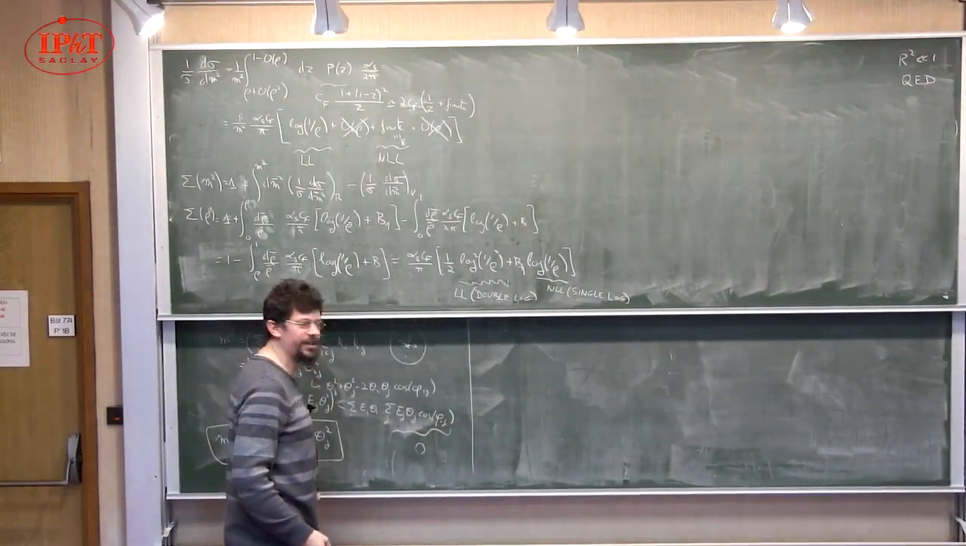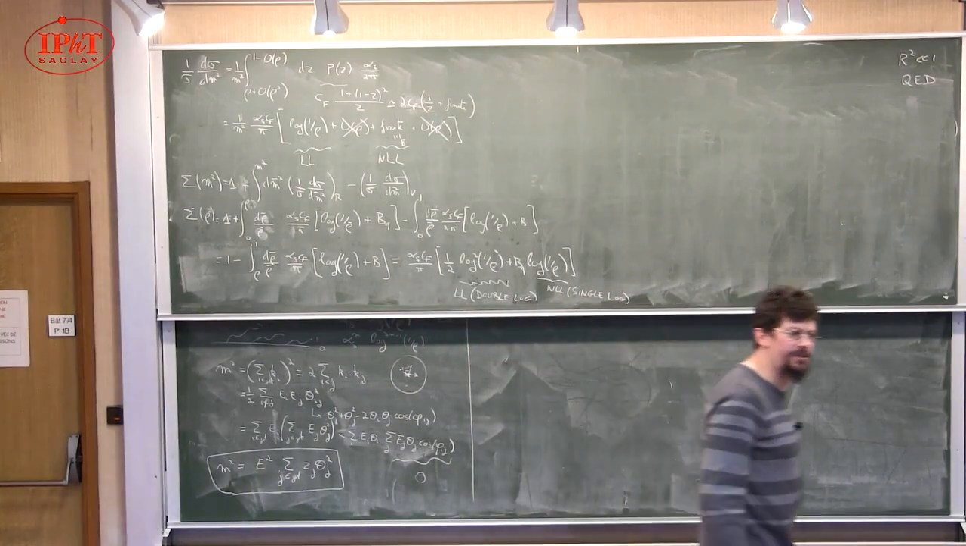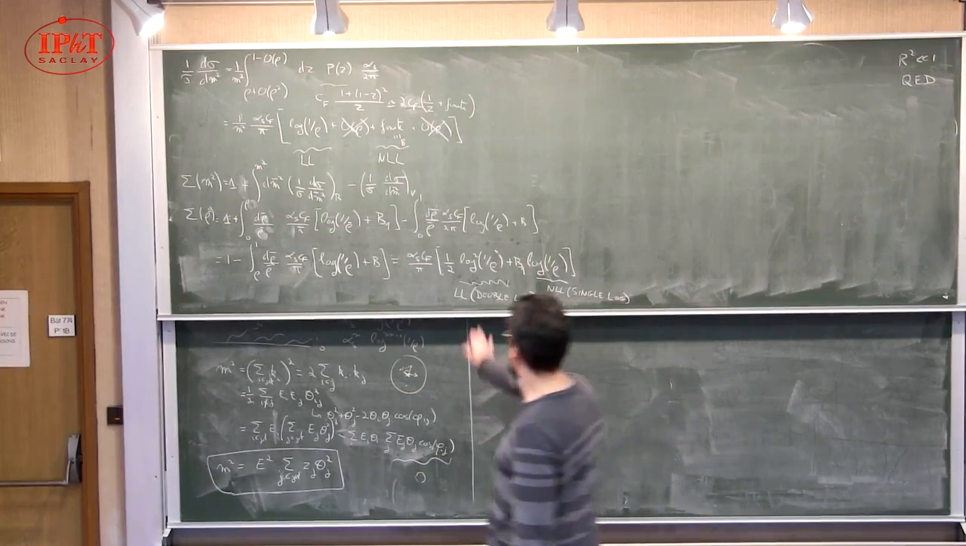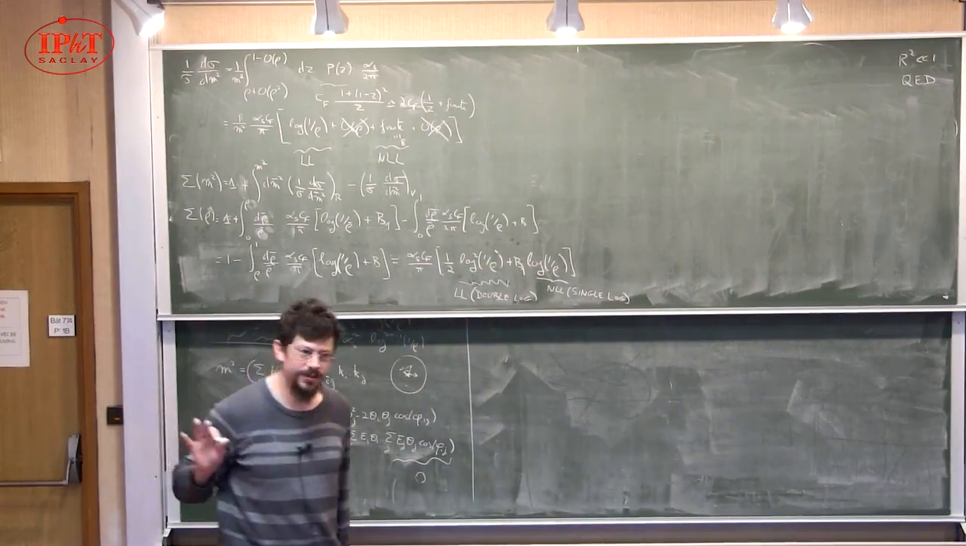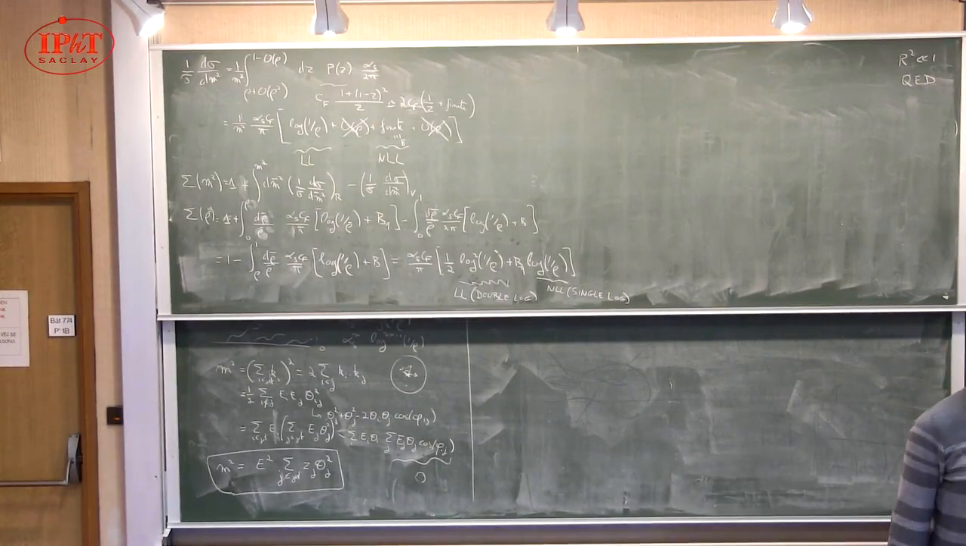Now comes the big calculation. Maybe it's a good time to make a break. The next bit is genuinely trying to get the all-order equivalent of this. So maybe now is a good time to make a break, 10 minutes, something like that? Yeah. And then we reconvene in 10 minutes. Now is a good time to make a break.